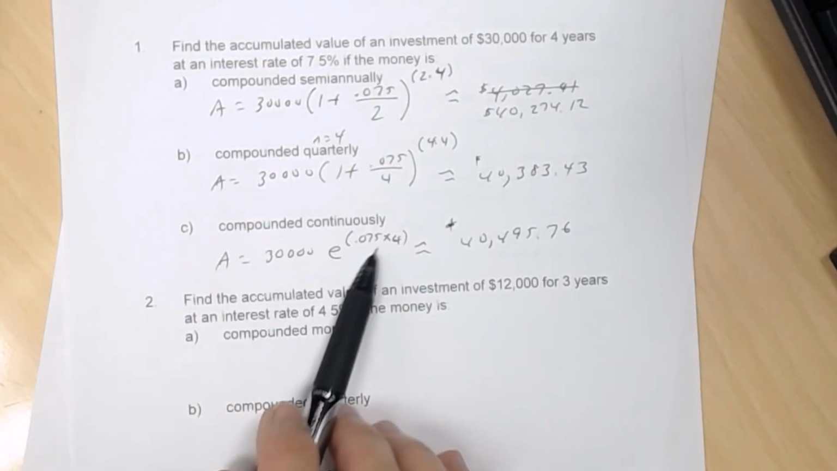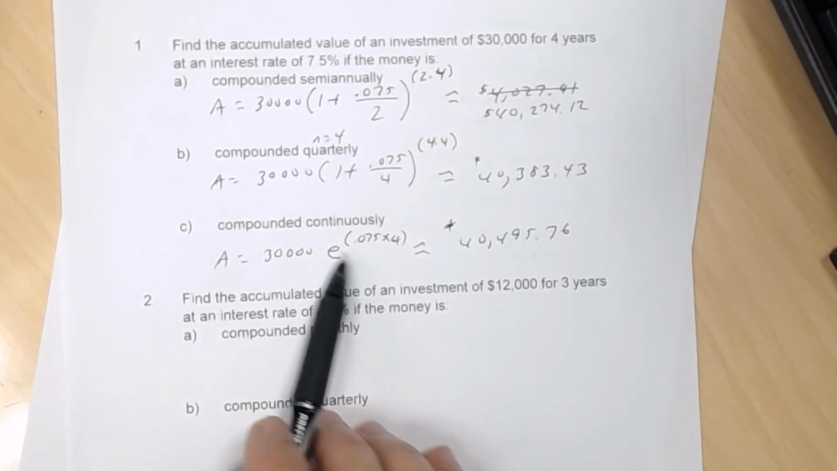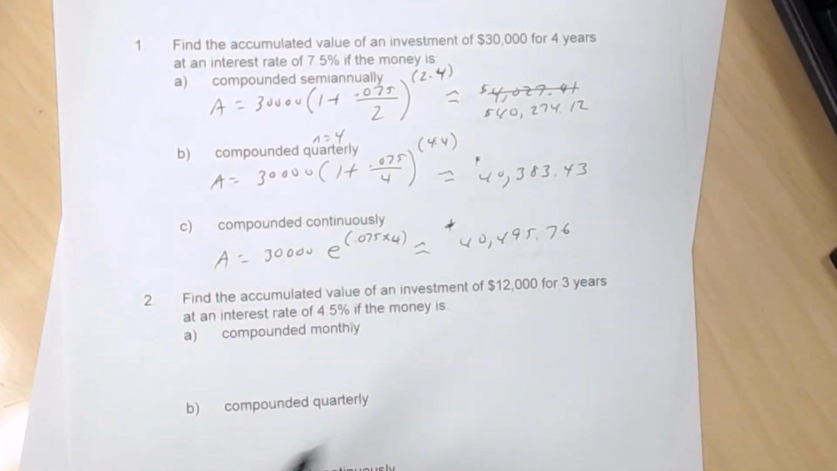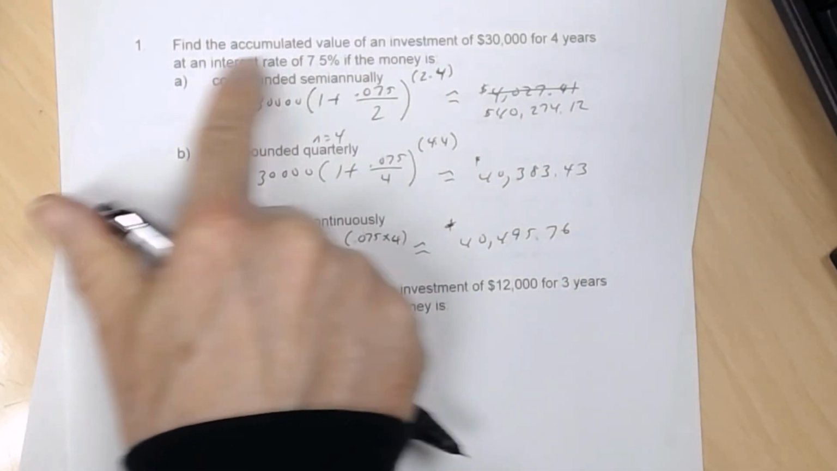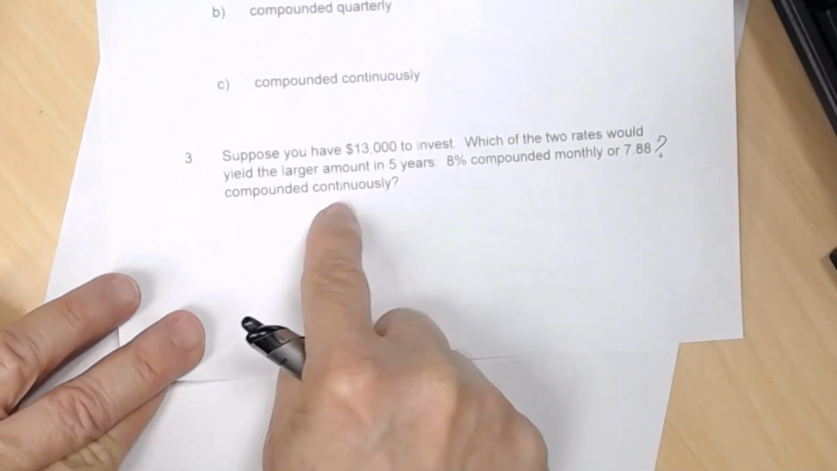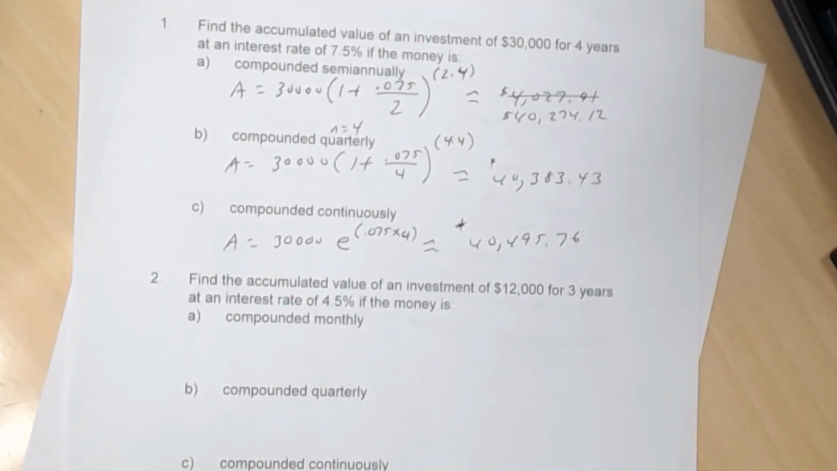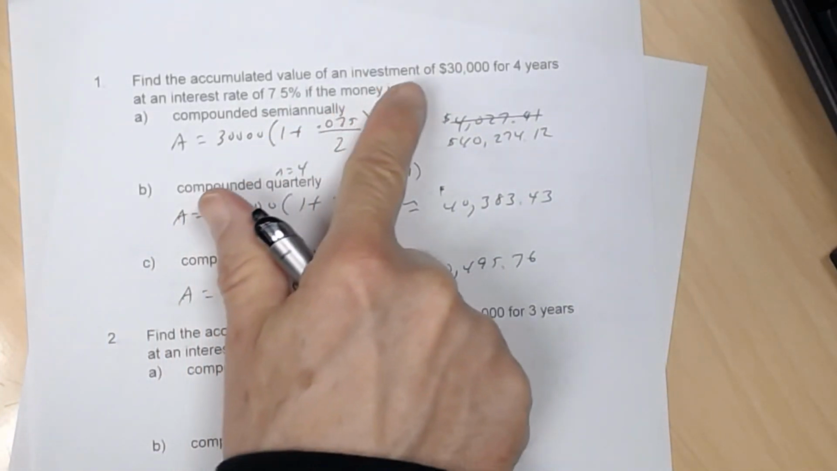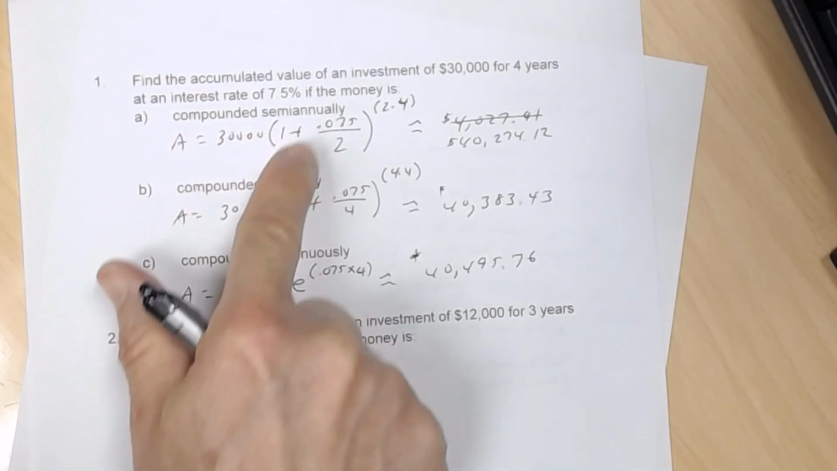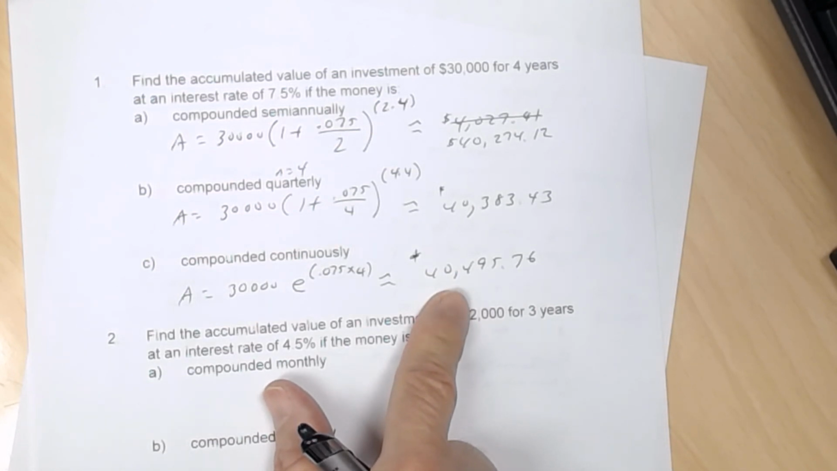So not always the case, but almost always, continuously will give you the most money in certain situations. Now, if you compare the same numbers here, yes, continuously will give you the most. But if you're comparing two different rates, that's not always true. So you have to actually look at each one. But when you are looking at the same values and just putting them into these formulas, the more times being compounded per year, the larger the accumulated value. Okay?